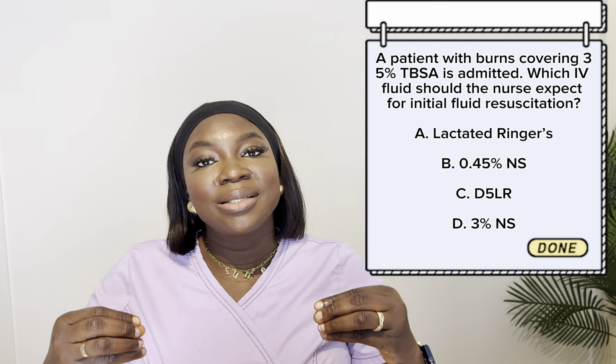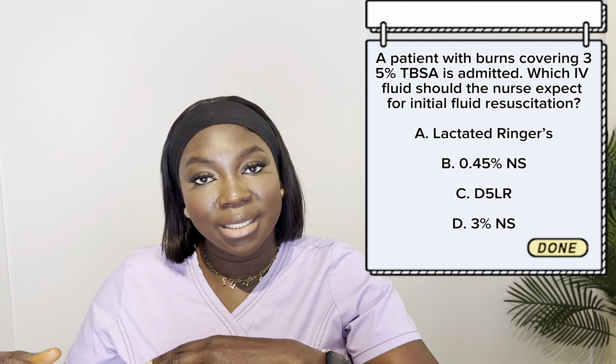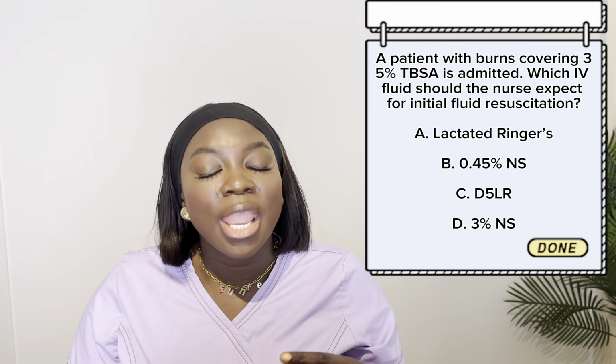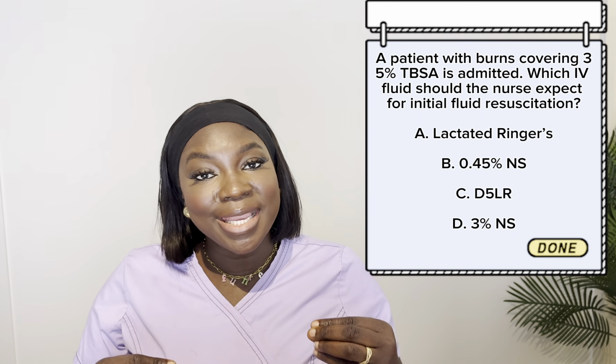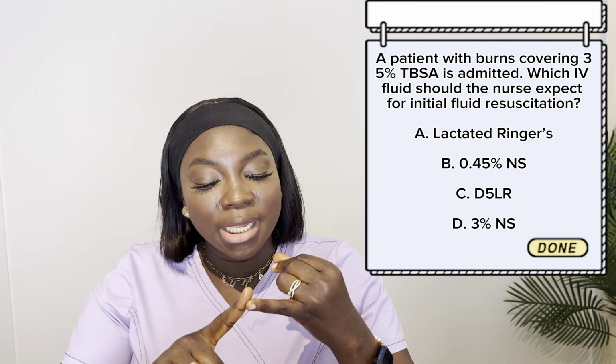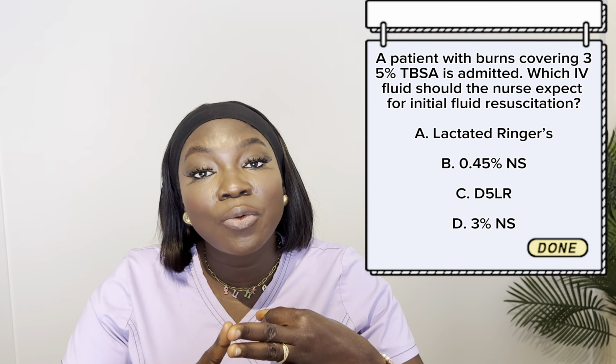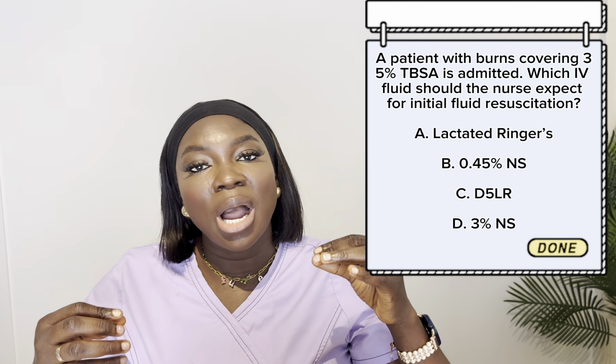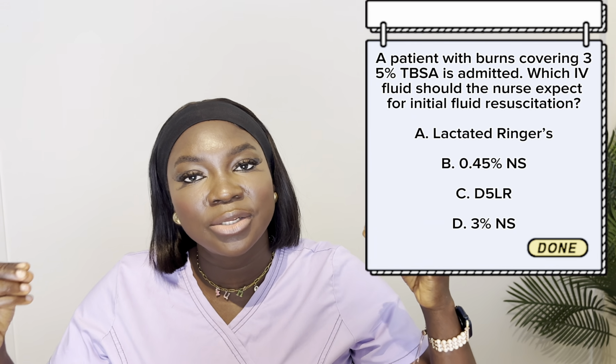Patients with burns are already hypovolemic, they've lost some fluids, and you want to replace that. And also, lactated Ringer's contains some electrolytes. It contains calcium, sodium, chloride, potassium, and lactate itself. And this will help to replace some loss of electrolytes.